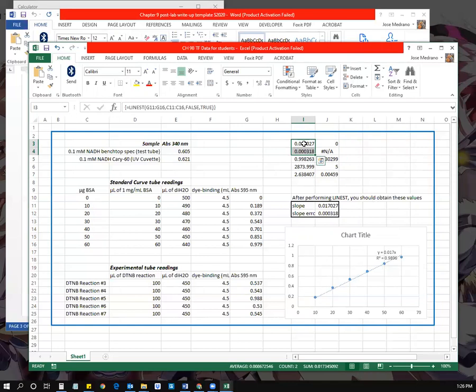If you do that function correctly, you will then come up with these two values that you need. If for whatever reason you can't perform LINEST in your Excel sheet, do not worry. Those values are already given to you from the get-go in the TF data Excel worksheet, which are right here. So you have the slope and also the slope error.